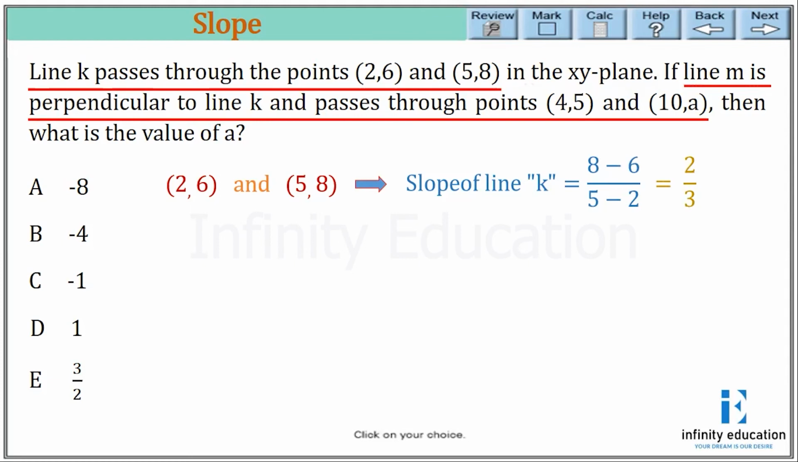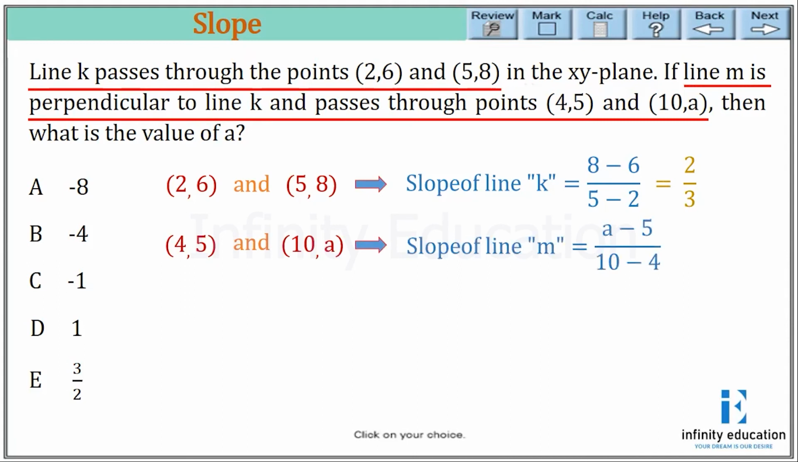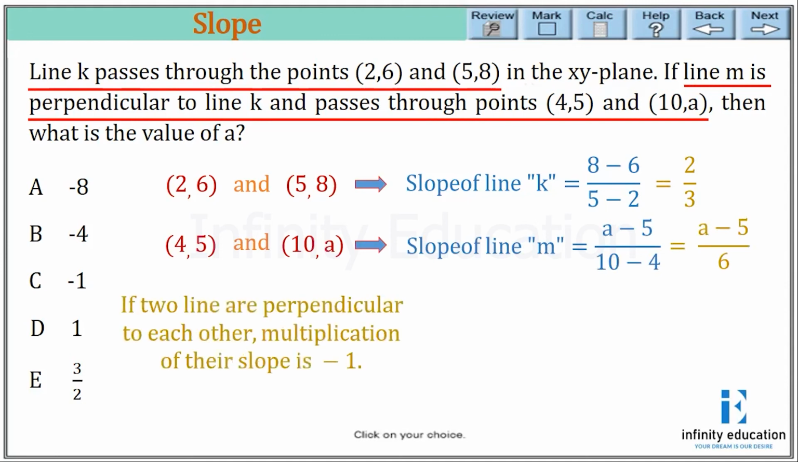M is perpendicular to K and passes through (4, 5) and (10, A). So let me calculate the slope for M. M is passing through (4, 5) and (10, A). So the slope for M should be (A - 5)/(10 - 4), that is (A - 5)/6. And M is perpendicular to K. So what we know is, if two lines are perpendicular to each other, the multiplication of their slopes should be -1. So we can do 2/3 times (A - 5)/6 equals -1.